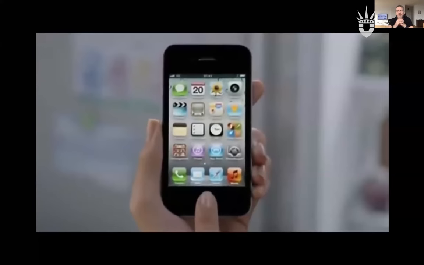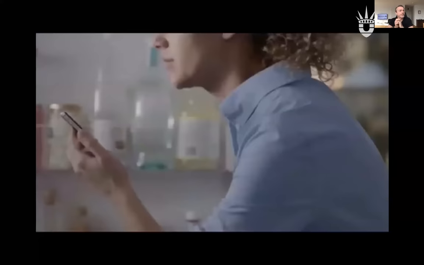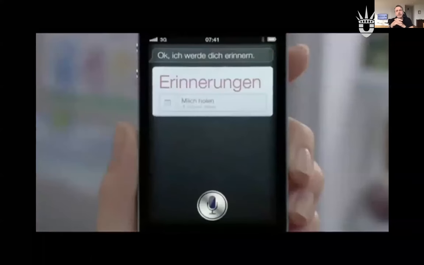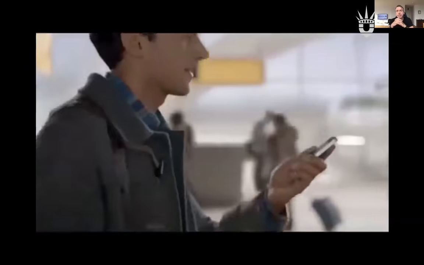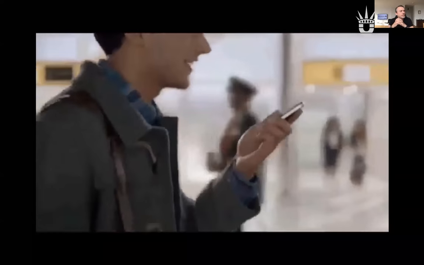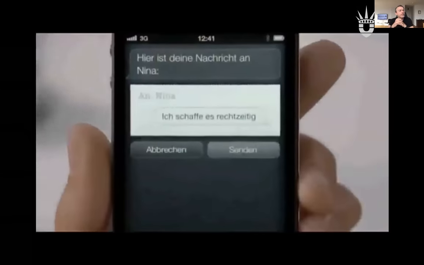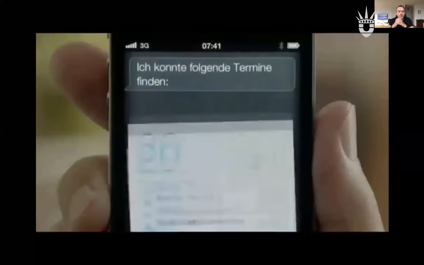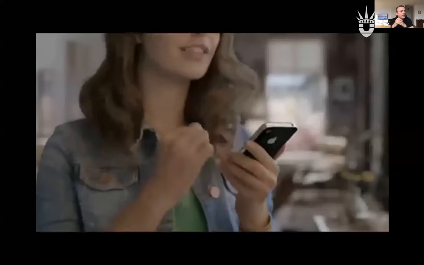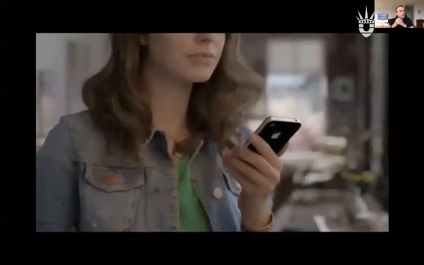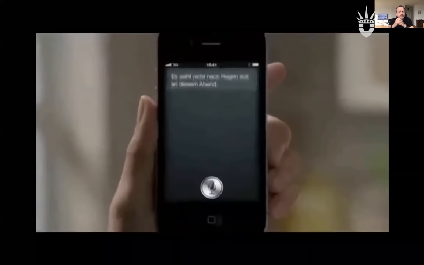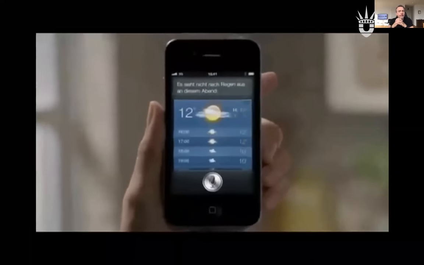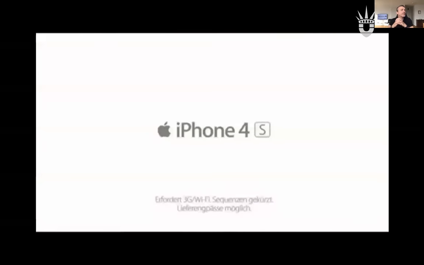Das ist das iPhone 4S mit Siri. Erinnere mich ans Milch holen, wenn ich das Büro verlasse. Okay, ich werde dich erinnern. Sag meiner Freundin, ich schaffe es rechtzeitig. Hier ist deine Nachricht, Amina. Was liegt heute alles an? Ich konnte folgende Termine finden. Brauche ich heute Abend eine Regenschirm? Es sieht nicht nach Regen aus an diesem Abend. Sag Hallo zum erstaunlichsten iPhone aller Zeiten.